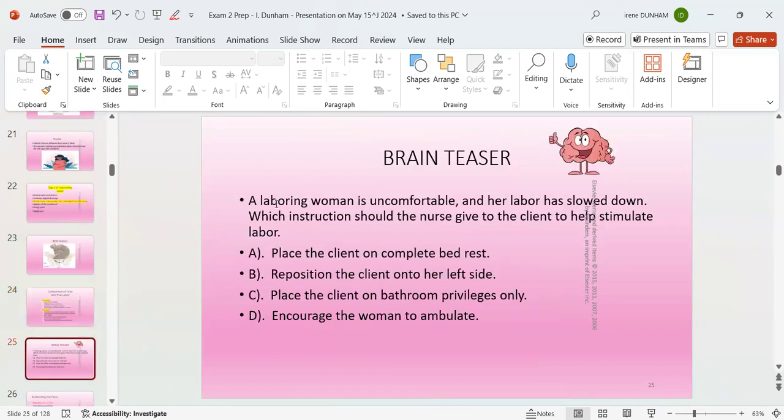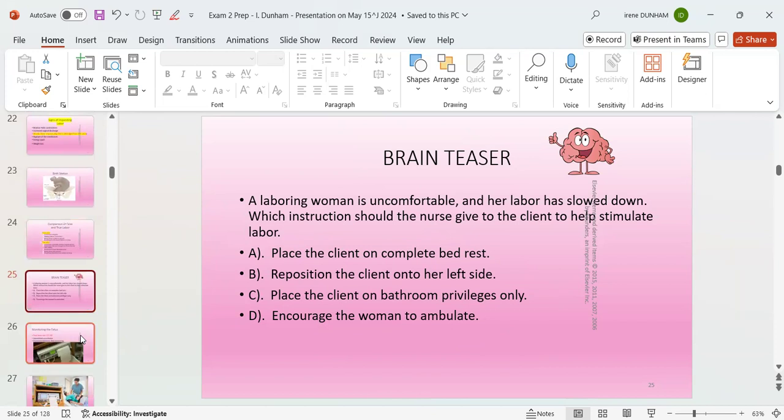So how about a brain teaser? So you have a laboring woman who is uncomfortable and her labor has slowed down. Which instructions should the nurse give to the client to help stimulate labor? That's what I want you to get. D. Yes, good. Okay, good.